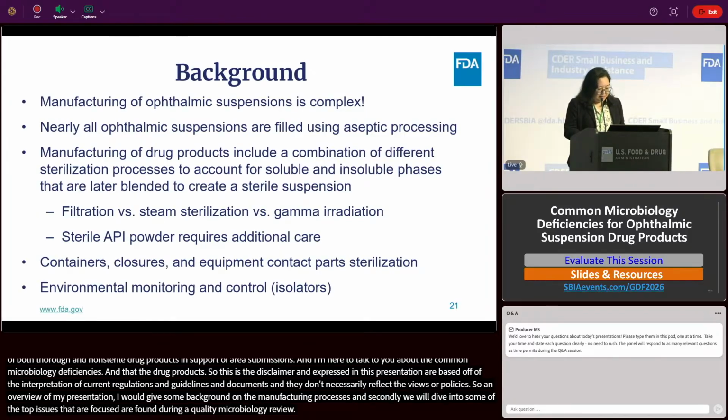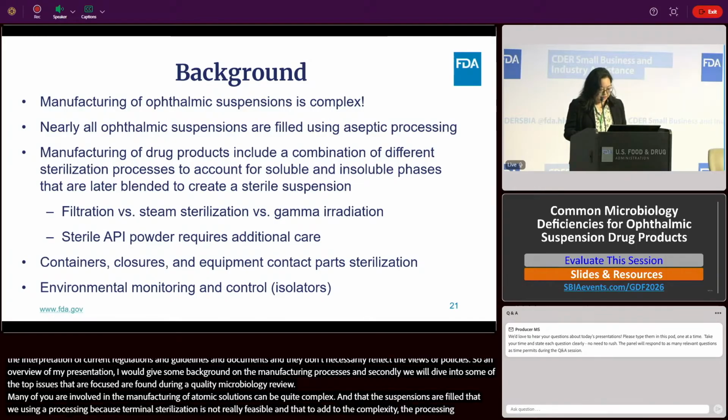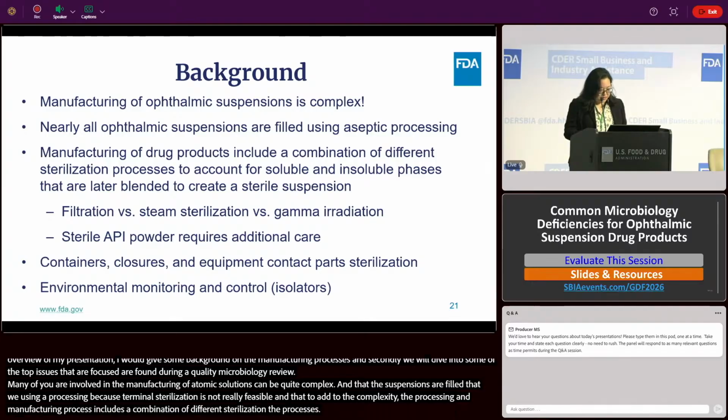As I'm sure many of you involved in the manufacturing of ophthalmics already know, the manufacturing of ophthalmic solutions can be quite complex. The majority of ophthalmic suspensions are filled using aseptic processing because terminal sterilization is not really feasible. To add to the complexity, the manufacturing process typically includes a combination of different sterilization processes to account for the soluble and insoluble phases that are later blended together to create this sterile suspension.